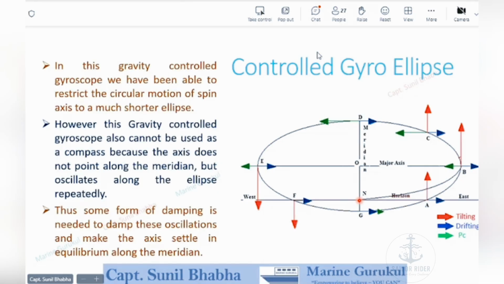Now what we need after this is some form of damping. This is an oscillatory motion now. One good thing which we have achieved is, irrespective of wherever our gyro star is, the spin axis is not going to follow the gyro star. It is going to follow this elliptical motion. The gyro star has gone out of the picture now. The spin axis is going to follow the elliptical motion, this particular oscillation. And now we need some form of damping so that we can dampen these oscillations and make the spin axis settle in equilibrium along the meridian. So some form of damping is required which can dampen these oscillations and make our gyro steady in the meridian.